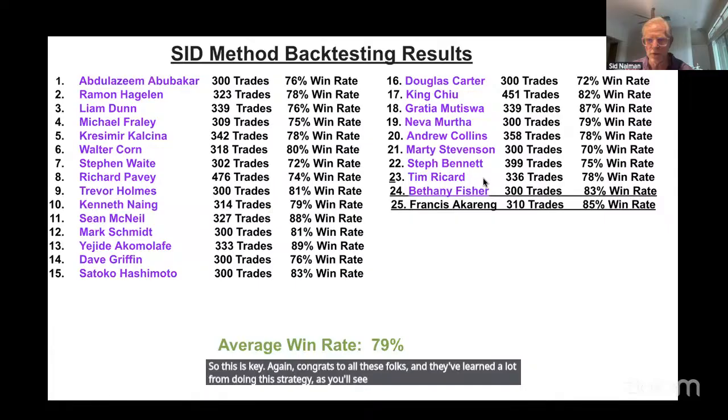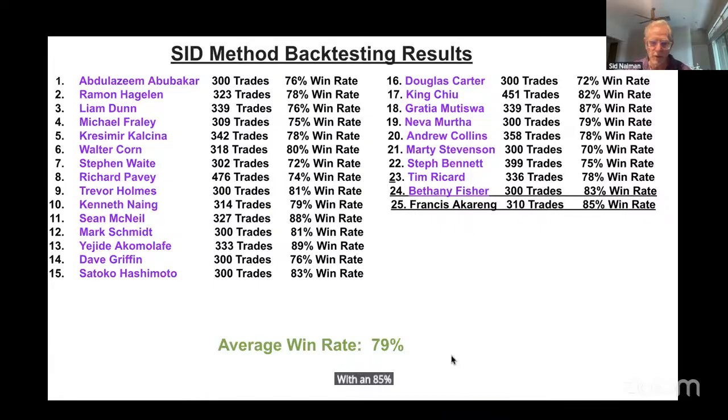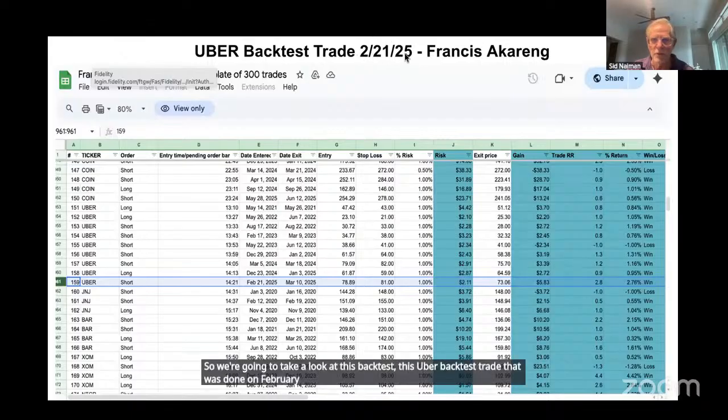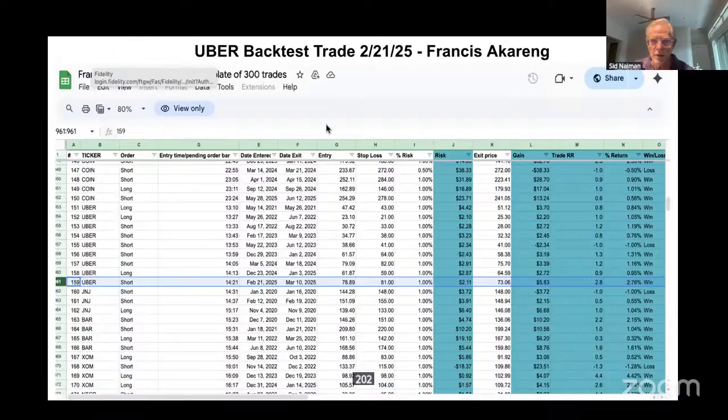They've learned a lot from doing the strategy, as you'll see as we go through it. But we're going to specifically look at one backtesting result from Francis, and he did 310 trades with an 85% win rate on all of his backtesting. We're going to take a look at one of those. So we're going to take a look at this Uber backtest trade that was done on February 21st, 2025, this year. So it's pretty current, and Francis did that.